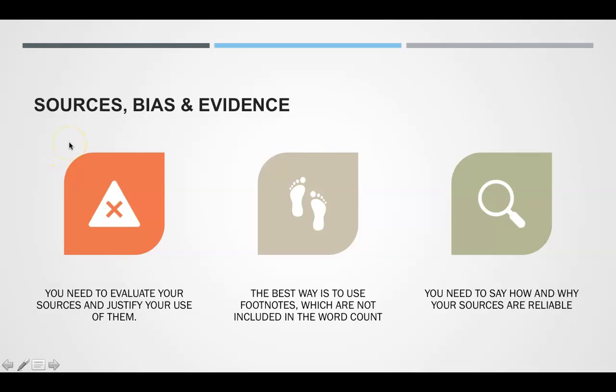Sources, bias, and evidence. You need to evaluate your sources and justify the use of them. The best way is to use the footnotes, as I've spoken about in a previous screencast, because they're not included in the word count. And then you also need to say how and why your sources are actually reliable.